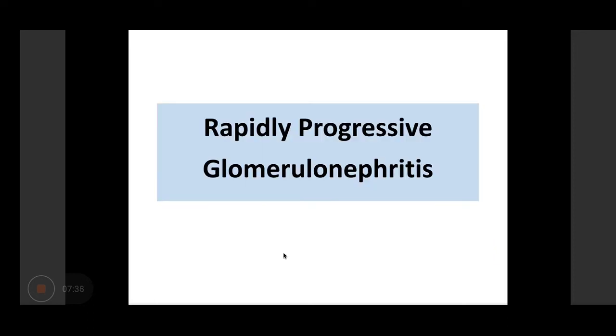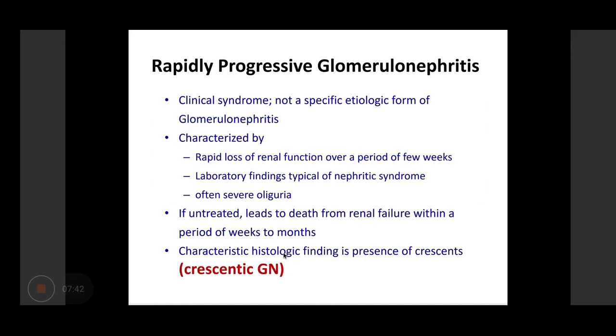Next, we go on to the next disease, that is rapidly progressive glomerulonephritis. So rapidly progressive glomerulonephritis is a syndrome. It is not a specific etiological form of glomerulonephritis. This is characterized by a rapid loss of renal function over a period of 4 weeks, which basically means that the serum creatinine rises to very high levels within a period of a few weeks.